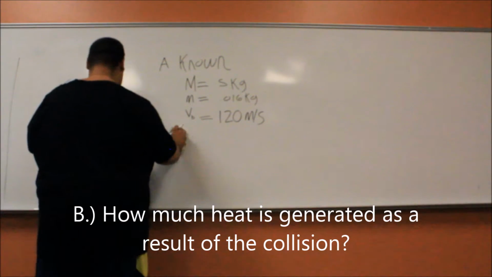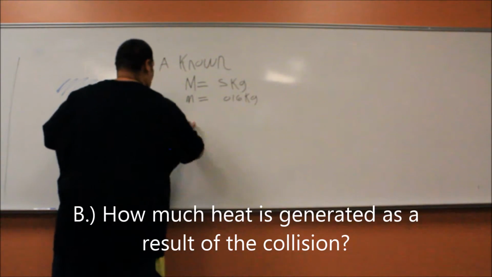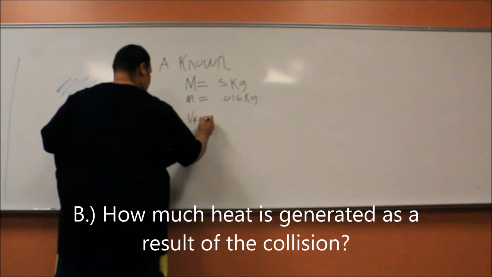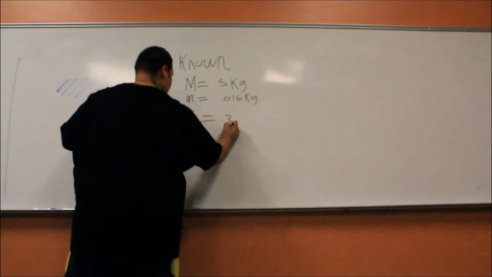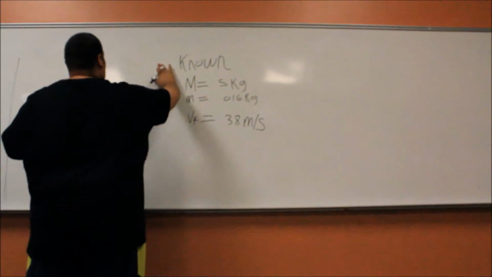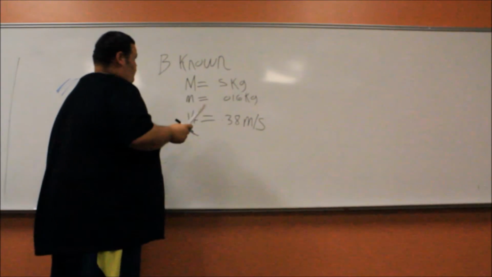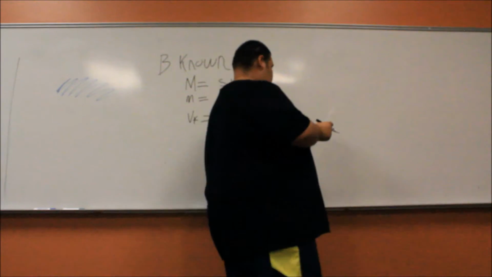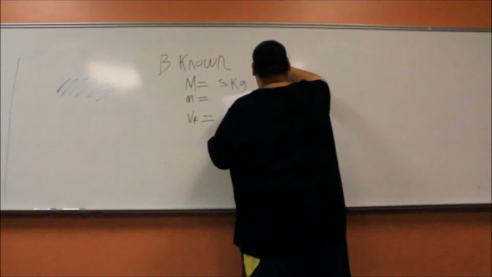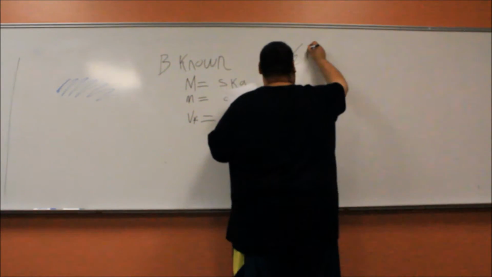B. How much heat is generated as a result of the collision? For this problem, we will be using friction. Friction is the force resisting the relative motion of solid surfaces, fluid layers, and material elements sliding against each other. Known: the mass of the block is 5 kilograms. The mass of the bullet is 0.016 kilograms. The velocity of the bullet is 120. The final velocity is 0.38 meters per second. Find heat.